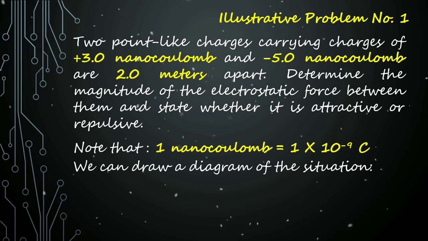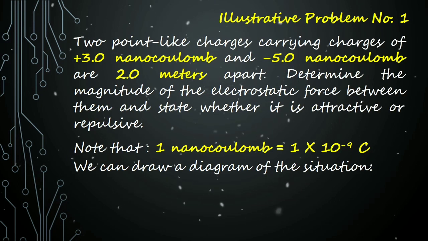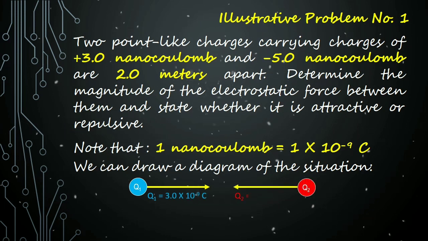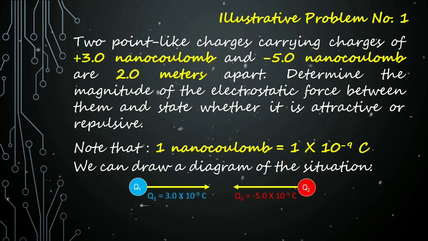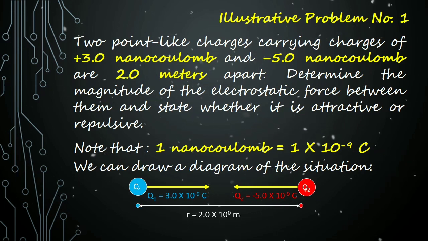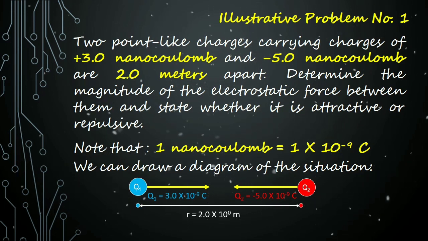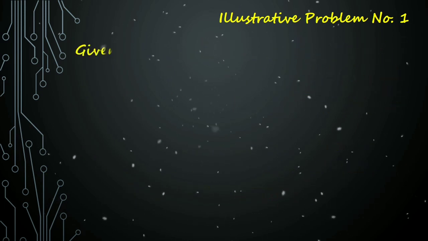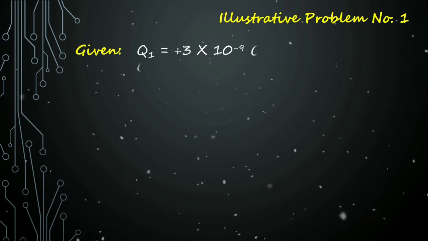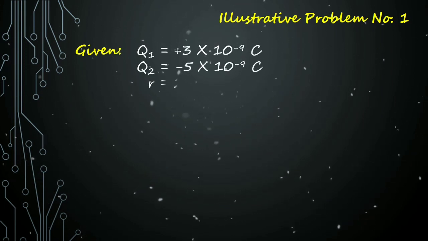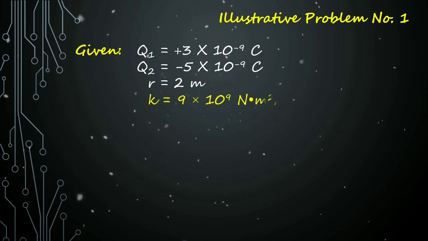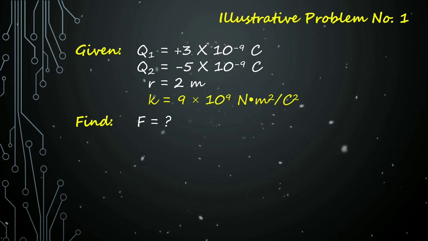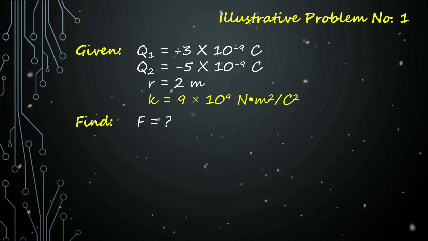We can draw a diagram of the situation. The positive charge Q1 is on the right. The negative charge Q2 is on the left, and the distance between the two charges is 2 meters. The given quantities are the charges Q1 and Q2, equal to positive 3 nanocoulomb and negative 5 nanocoulomb respectively. The distance r equals 2 meters, and the electrostatic constant K equals 9 × 10^9 N·m²/C².